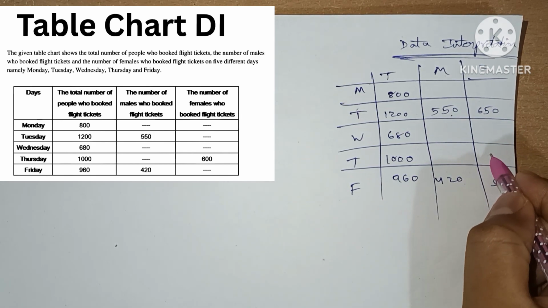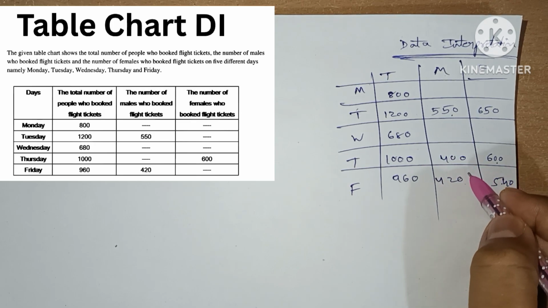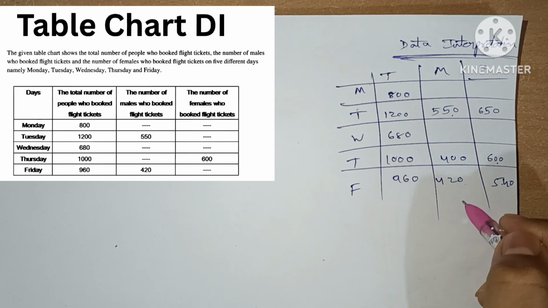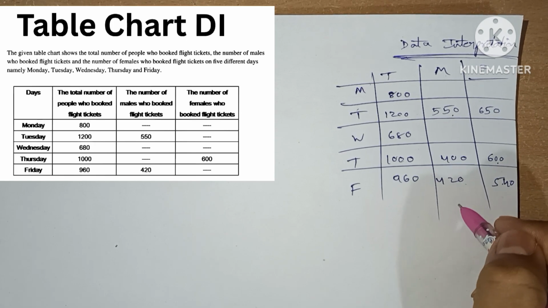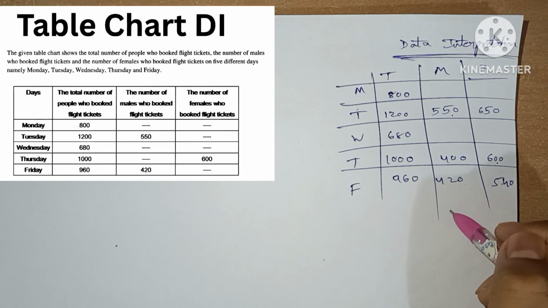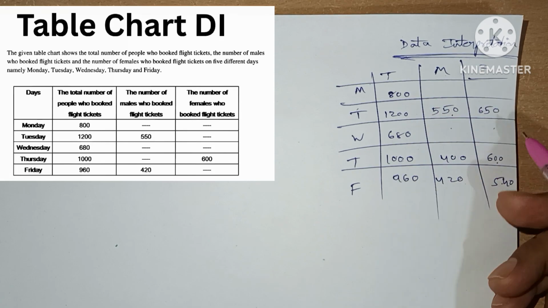Next, here we have given 600. If it is 600, then this will be 400. So this is the given table, and this is the table we got. These are the left. Let's see the questions that are asked.